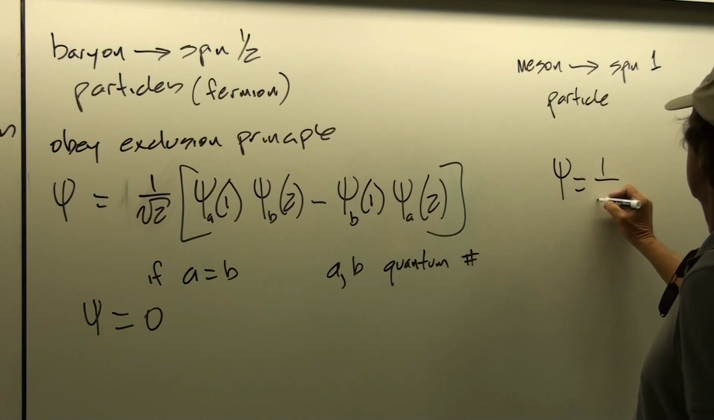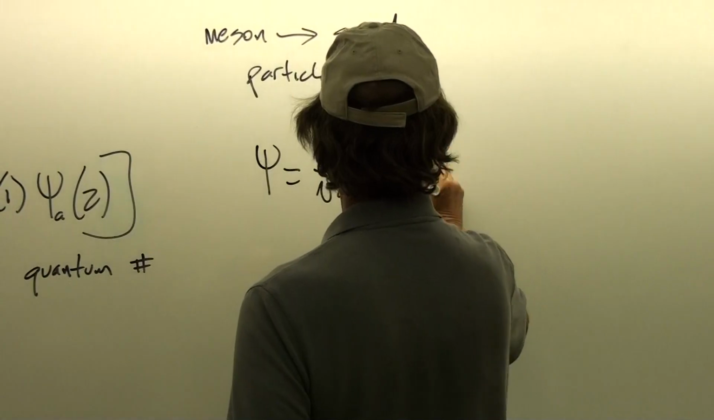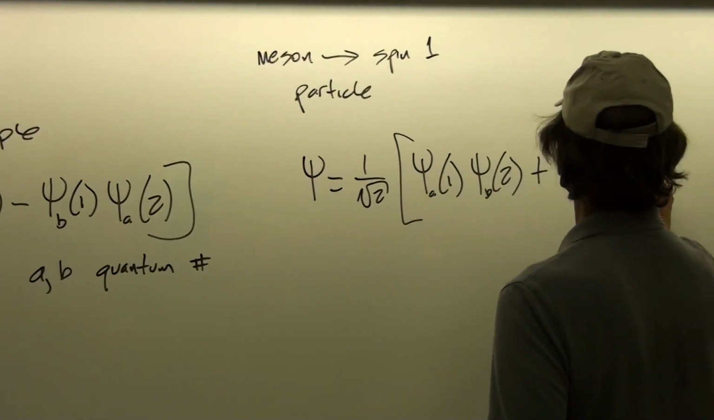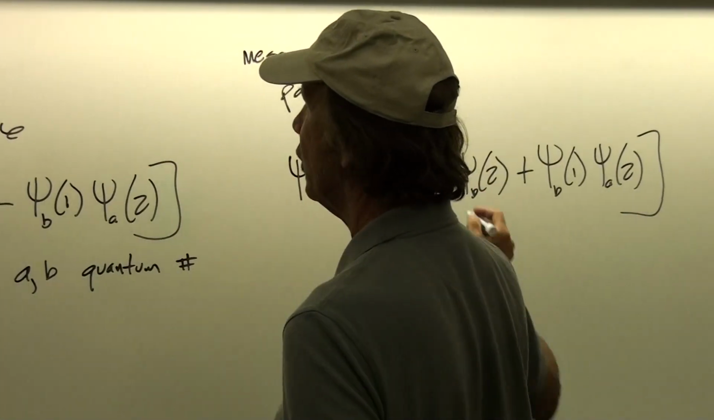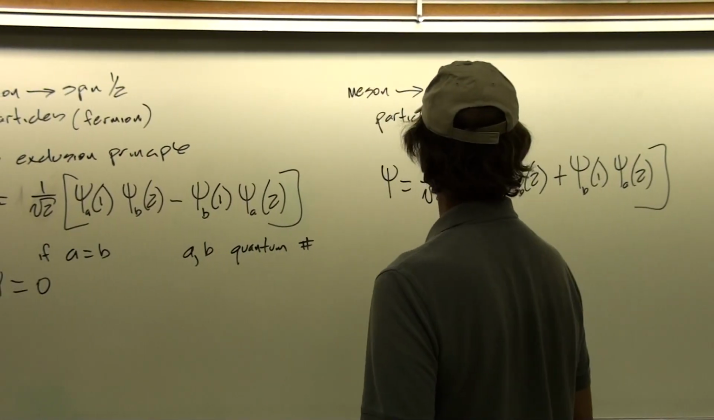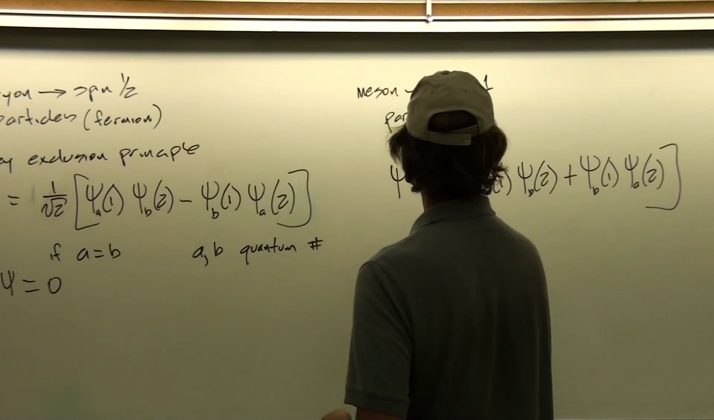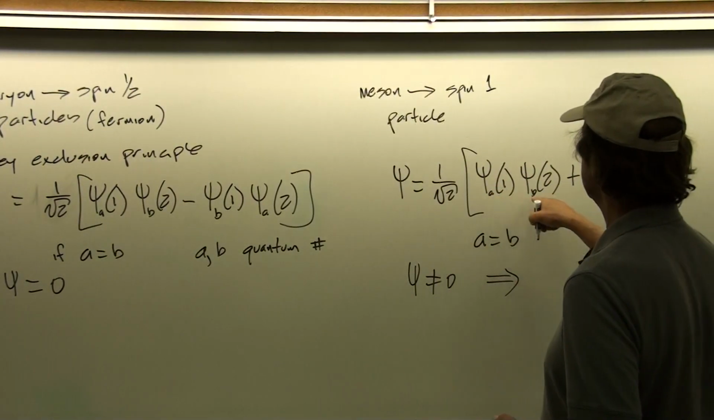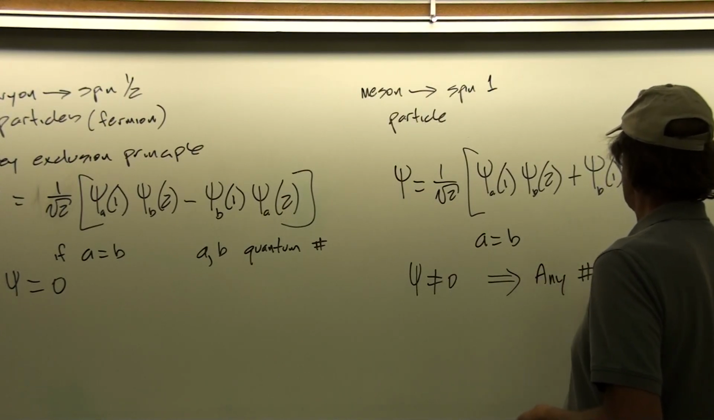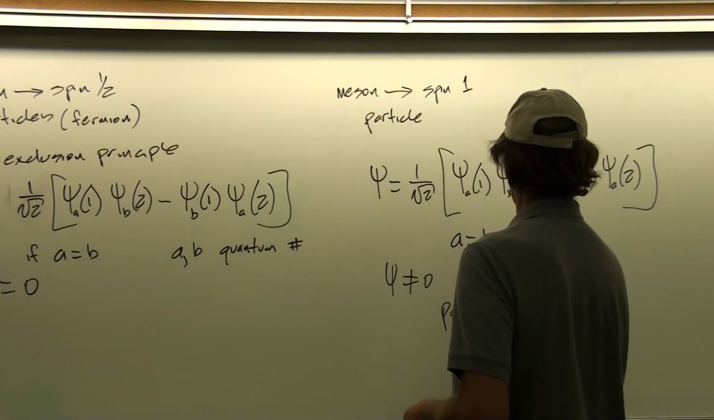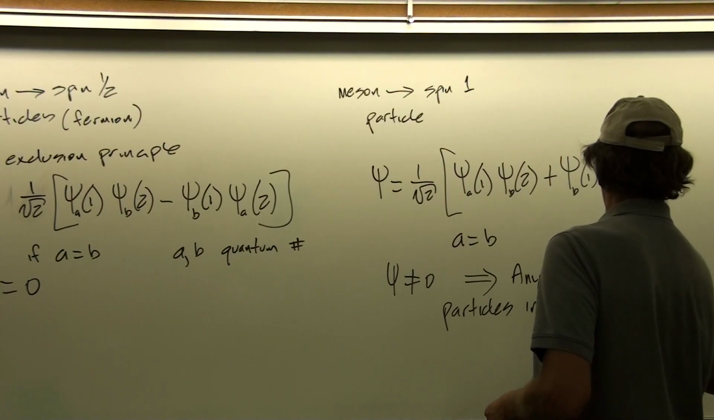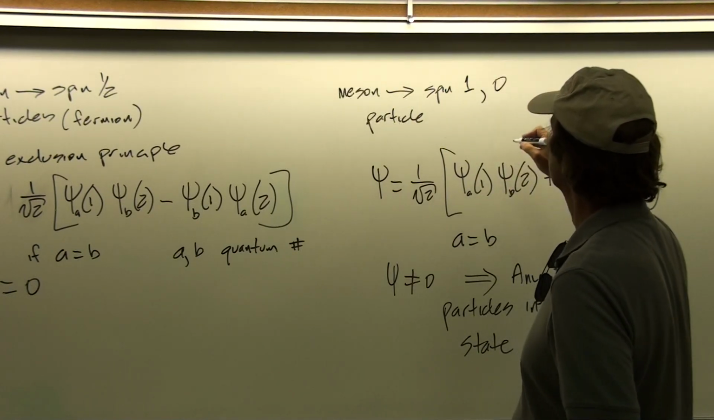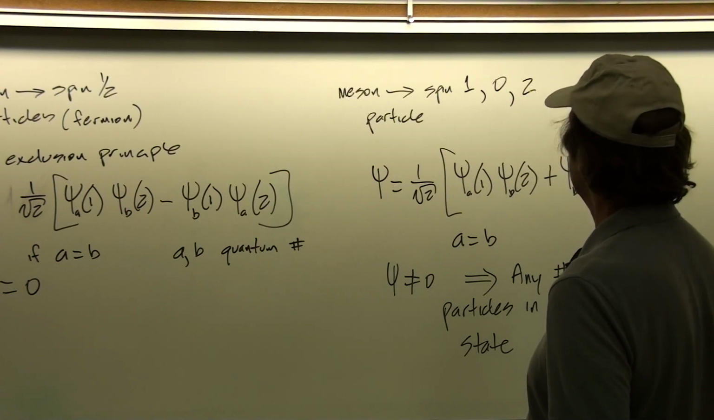Their psi is 1 over root 2 for a two-particle system, psi A of 1, psi B of 2, plus psi B of 1, psi A of 2. And you can also write this for multi-particle systems as well, but this is a simple version of it, so that if A equals B, the psi is not 0. And what this means is that you can have any number of particles in the same quantum state. So examples then of spin 1 or spin 0, or it could be spin 2 particles, anything that has an integer spin.